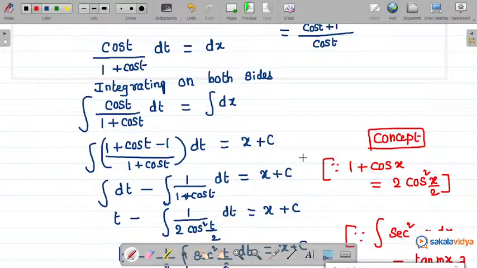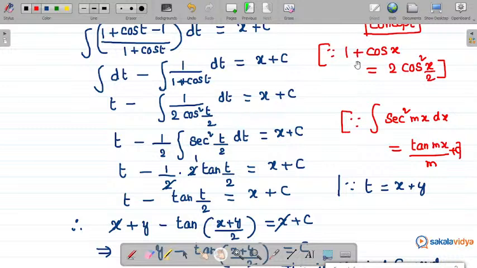I hope. So now see what we get here. Here we have the formula 1 plus cos x is equal to 2 cos square x by 2. So 1 plus cos t is equal to 2 cos square t by 2. So the integral of 1 by 2 cos square t by 2 dt is equal to x plus c. 1 by 2 common, 1 by cos square is secant square t by 2 dt. Integral of secant square mx is tan mx by m plus c. So the integral of secant square t by 2 is tan t by 2 divided by 1 by 2, that is 2 tan t by 2, already 1 by 2 is there, 2 gets cancelled. We have t minus tan t by 2 is equal to x plus c.